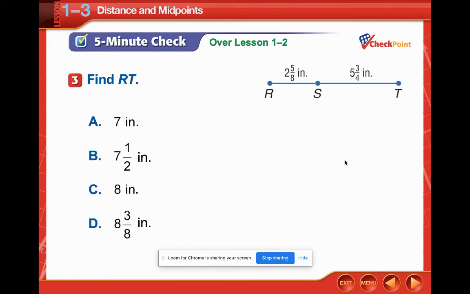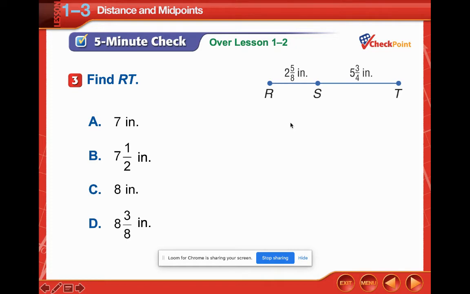Find RT. Hopefully you looked at this and thought, wow, that looks really familiar, because it should, because we just did this yesterday. RS is 2 and 5/8, and ST is 5 and 3/4. So what you need to do is add them together: 2 and 5/8 plus 5 and 3/4.